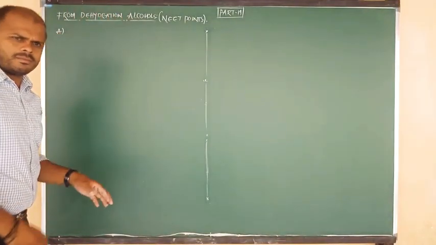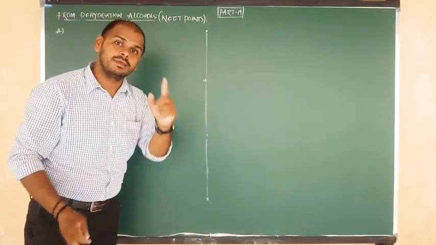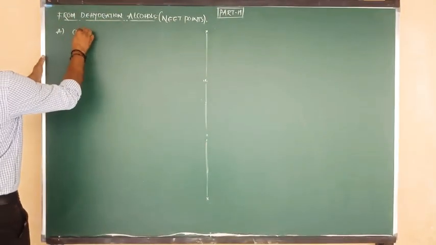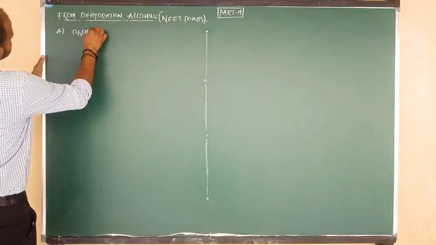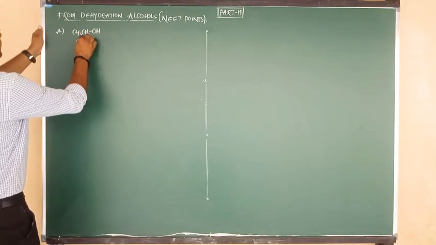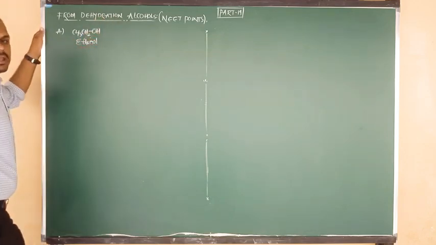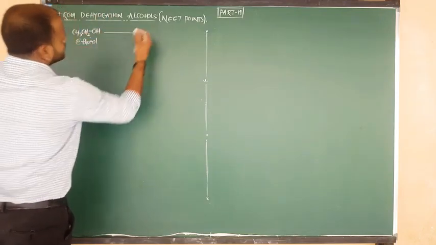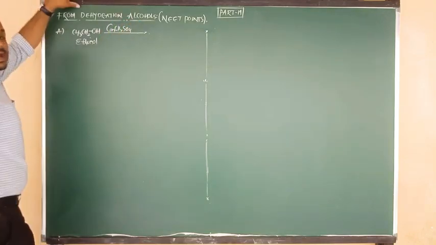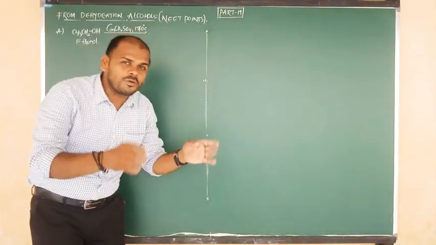Dehydration of alcohol. Let us take the same example we studied in the previous class. Which alcohol? Ethyl alcohol, or we can say ethanol. What is the formula of ethanol? CH3 bonded to CH2 bonded to OH. Ethyl alcohol, or ethanol, upon heating with concentrated H2SO4 at a temperature of 170 degrees Celsius, or 443 Kelvin.